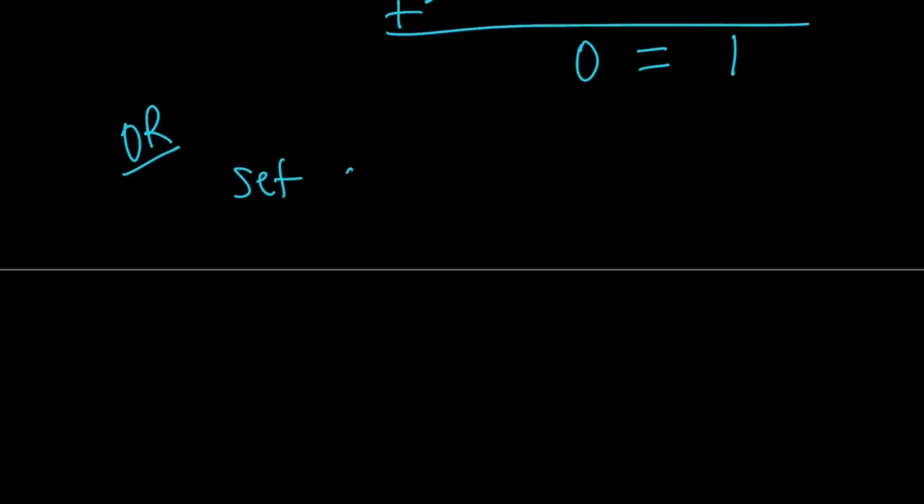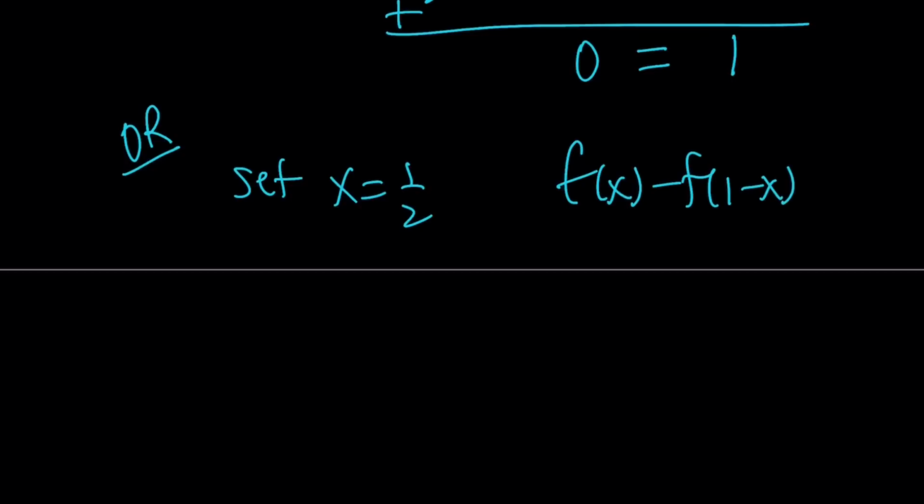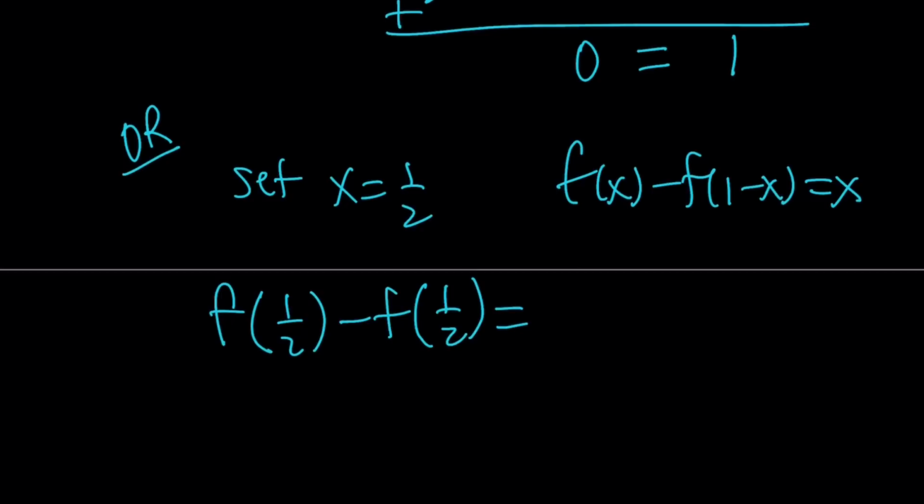How about setting x equals 1/2? It's a shorter way to arrive at the result, because notice that when x equals 1/2, x and 1 minus x are equal. So it's kind of cool. They are equal, and this is cool. f of 1/2 minus f of 1 minus 1/2, which is f of 1/2 again, equals x, which is 1/2.